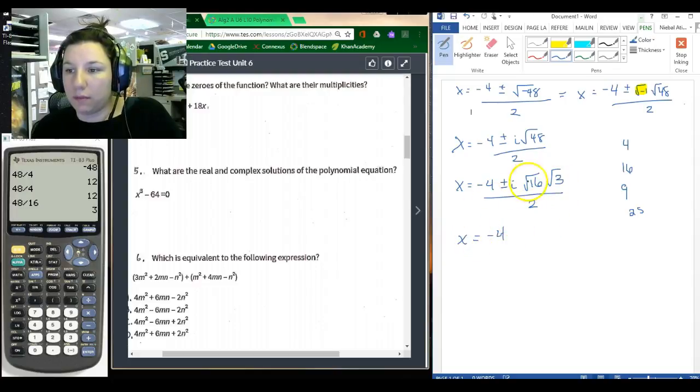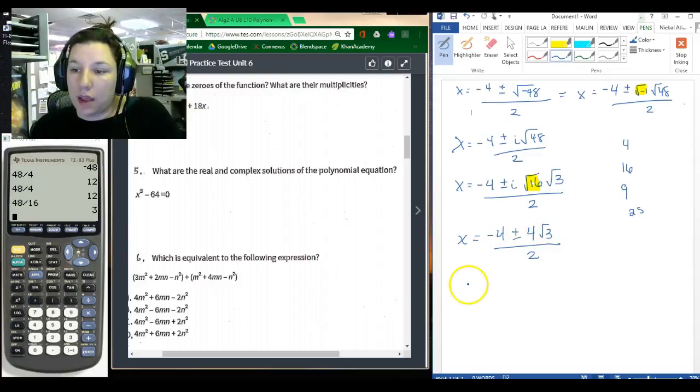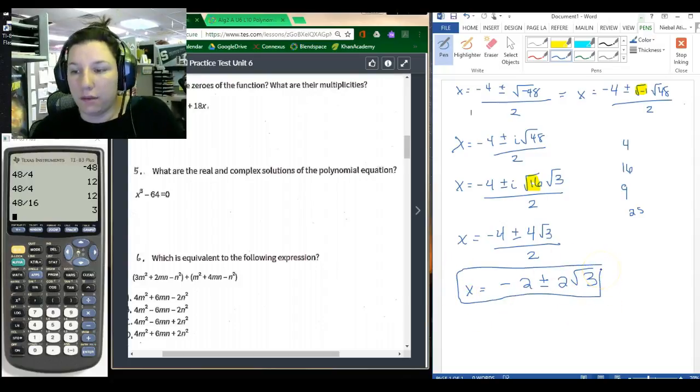And again, the reason I picked a perfect square, because there are a lot of factors for 48, is that you want to choose the one that's a perfect square because that will simplify. The square root of 16 is 4. Now the square root of 3 I can't simplify anymore because the only options we have are 3 times 1. And I can simplify this one step further because 4 divides by 2 and so does this 4 as well. So we have negative 2 plus or minus 2 square root of 3 for our final answer.